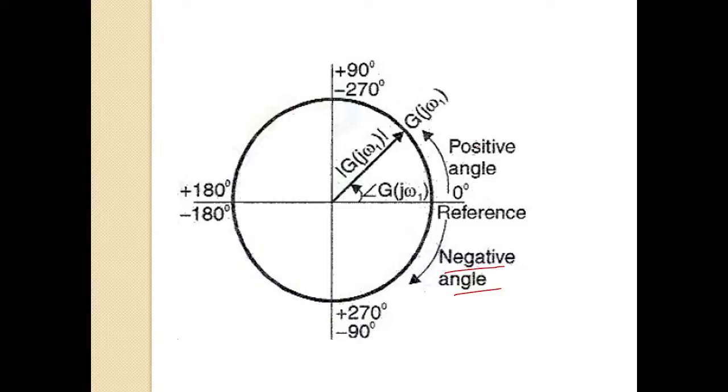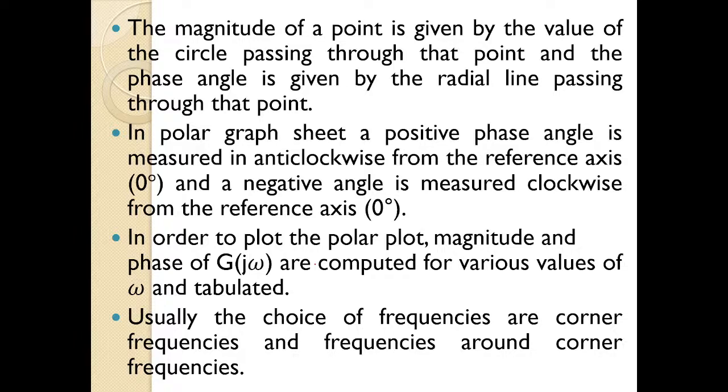In anti-clockwise, the angle should be considered positive. The length of the radius of the circle, or the length of the vector from the origin, is nothing but the magnitude, and the angle made by the vector with respect to the reference is nothing but the phase angle.